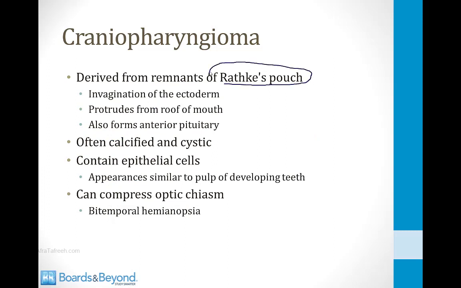So what is Rathke's pouch? It's an invagination of the ectoderm that occurs in the developing embryo, and it protrudes from the roof of the mouth, and it goes on to form the pituitary gland. And that's part of how you can remember that these occur in the area of the pituitary gland.